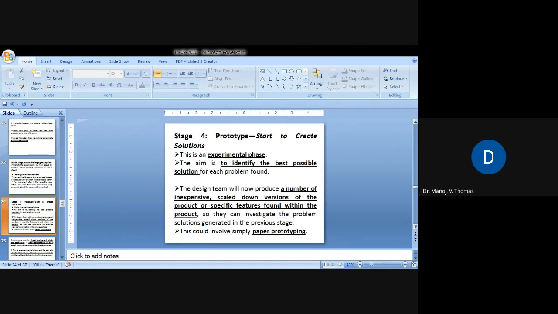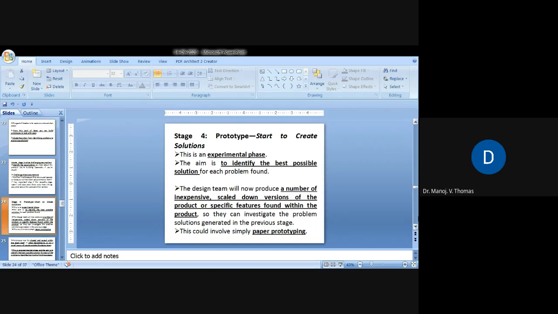Maybe a cryptographic algorithm, we want to check the performance of a cryptographic algorithm, how it works. So we will implement that and we will check it, isn't it, with some sample data. So that is prototype. The design team will now produce a number of inexpensive scaled down versions. So that is why it is scaled down. It is not with the actual scale of the project which we are going to develop, but only limited features. So specific features are there within the prototype.